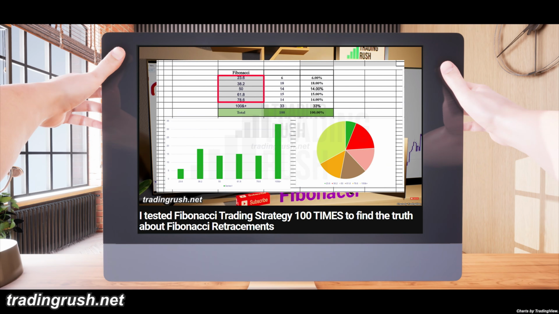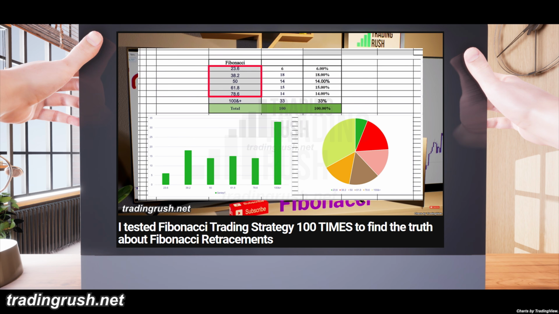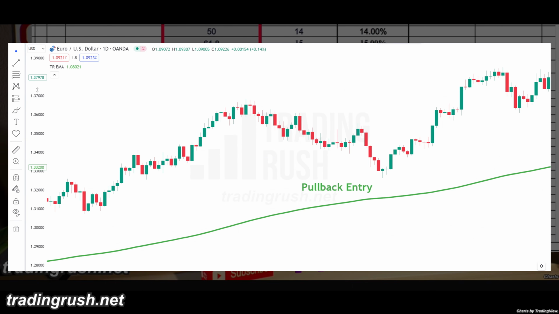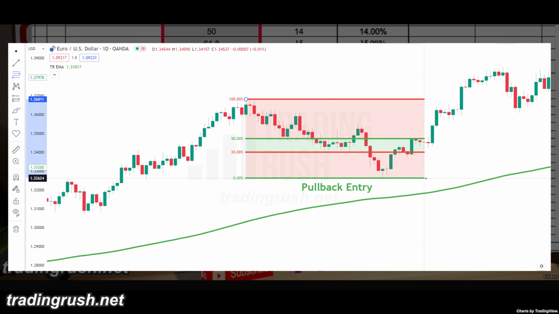Number 3. We have seen how bad the Fibonacci indicator is for entries, but it can be used as a simple percentage tool to filter late entries. Plot the tool from swing high to low in an uptrend. The long entry below the 33 Fibonacci level is pretty good, and below 50 level is decent.